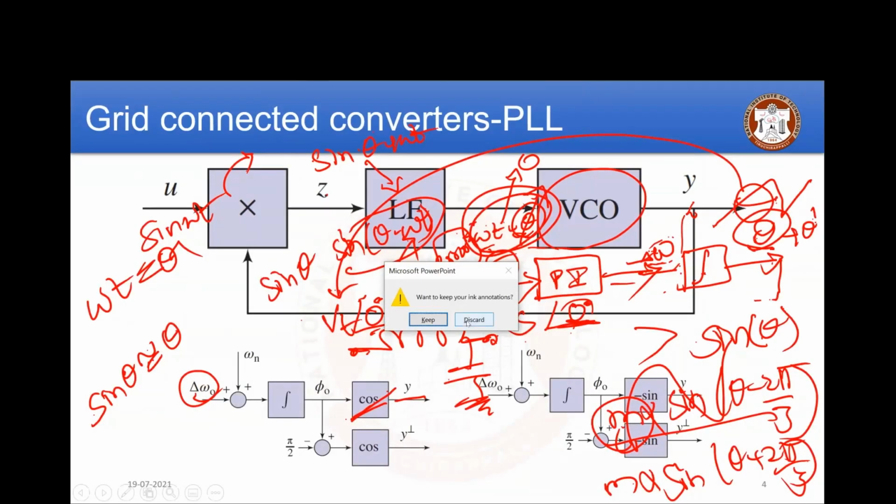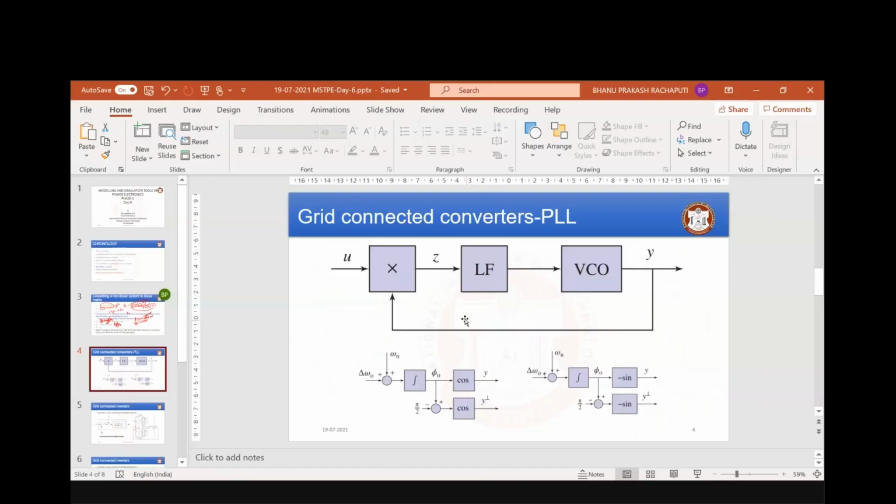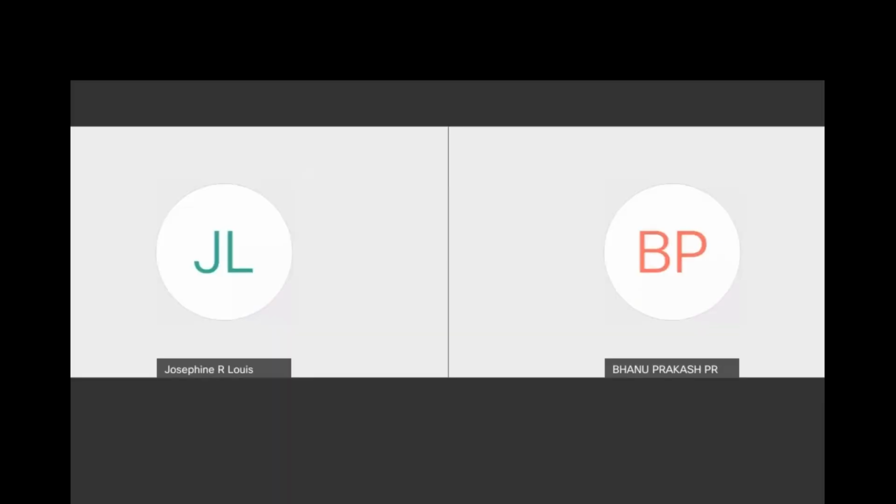Discard this. So much time. Okay, then I'll do one thing. I'll directly run the simulation. Yeah, we'll get it now.